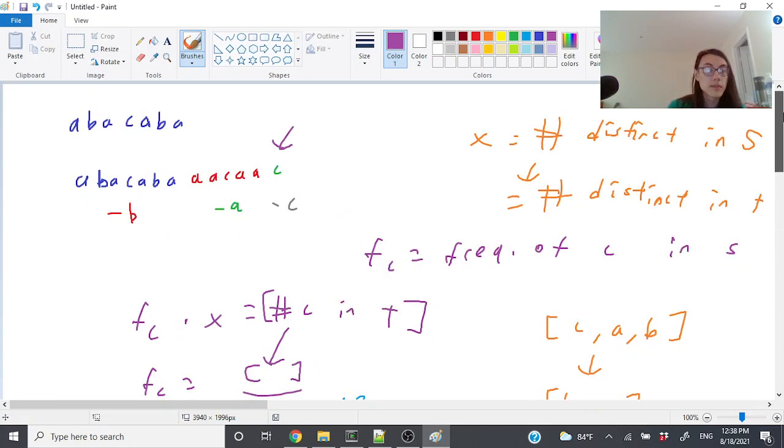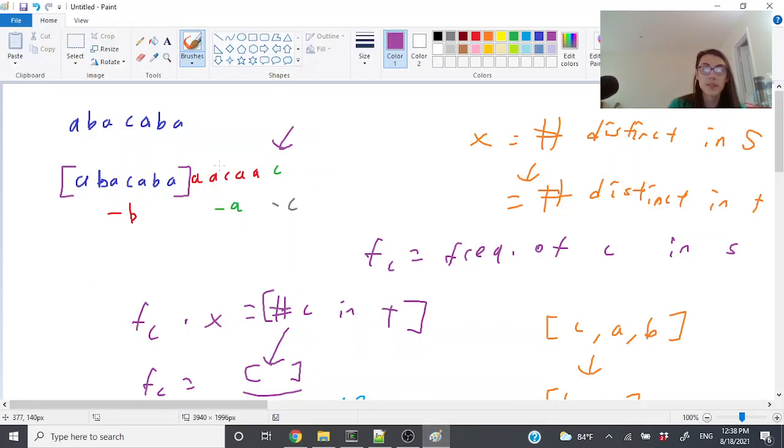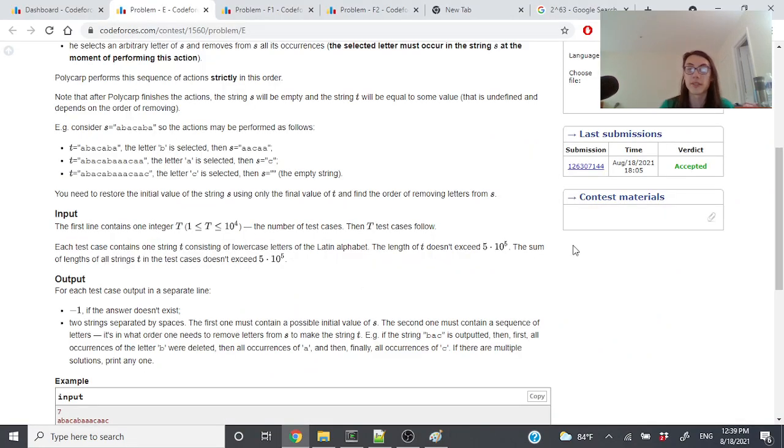So now we know S. And then this is the easy part, I guess. We just need to check if it's possible now. So basically we just simulate the process. We start off with S. We know the order, so we remove all of the first character from S. Then we append the new string on, we remove all of that character, we append it on, and at the end we can check if it's equal to T.